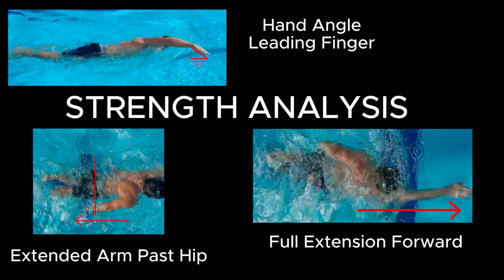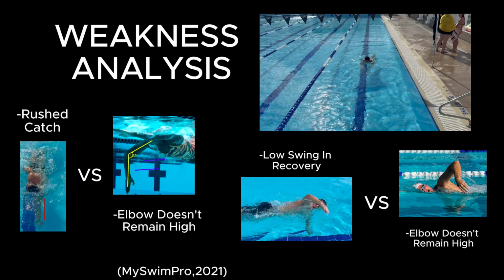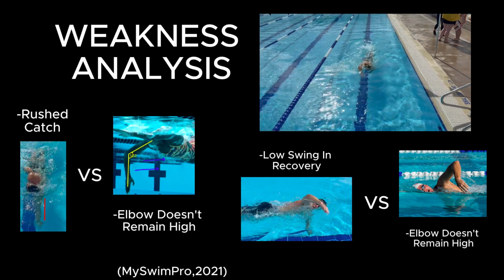At the end of each stroke, I make sure to extend my arm past my hip to fully complete the pull. This is important because it ensures I'm using a full range of motion to generate propulsion. Altogether, these strengths help me move through the water more efficiently, reduce drag, and get the most out of every stroke.